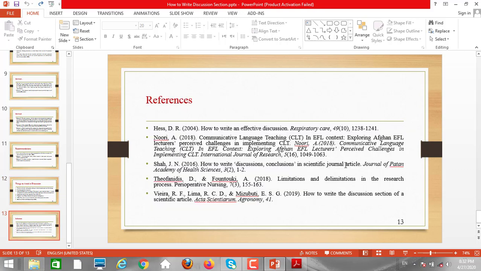Okay, this was a brief description and explanation regarding writing the discussion section. I hope it becomes useful for researchers when they are writing their discussion section.